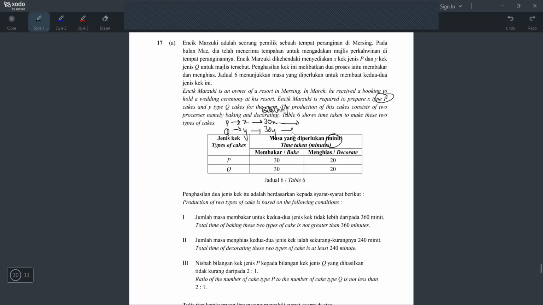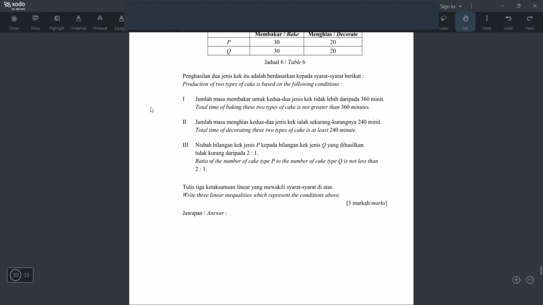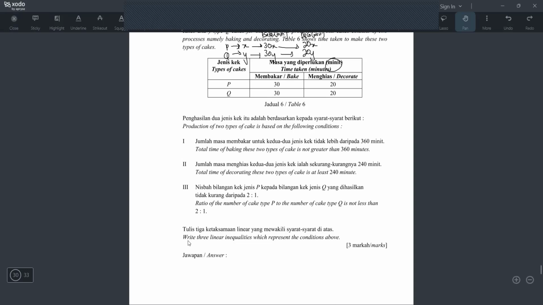Now what about decorating, in minutes? For cake P, you need 20 minutes for one cake, but there are x cakes, so 20x, and then 20y, right? After we have this, then only I do the 1, 2, 3. Don't look at 1, 2, 3 first. Straight away, look below: write 3 linear inequalities which represent the conditions above.